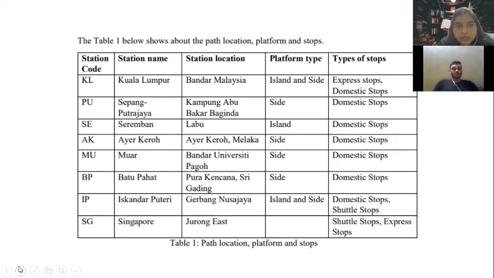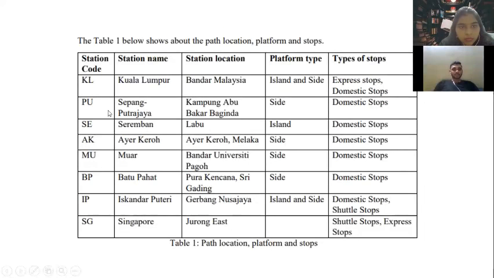So Table 1 below shows the park location, platform, and stops. First would be Kuala Lumpur. The station location would be Bandar Malaysia. Platform type is island and side. Type of stop is express stops, and it also has domestic stops.